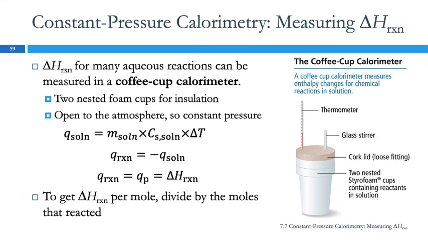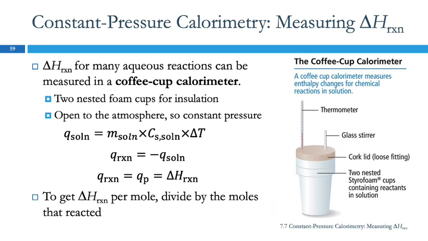We talked about constant volume calorimetry using the bomb calorimeter. And then we talked about some constant pressure calculations. And so now we're going to talk about constant pressure calorimetry. This can be used to measure the heat of reaction, which is the change in enthalpy for an aqueous reaction. And we could do this in what we call a coffee cup calorimeter.